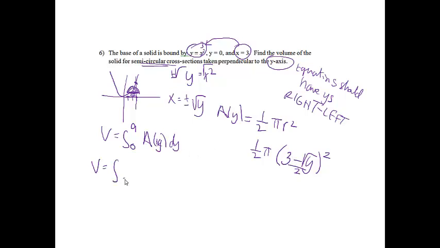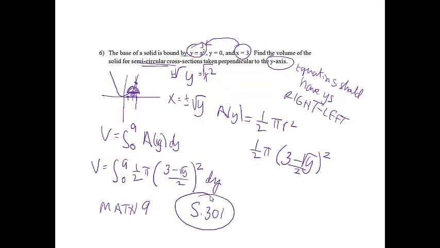Okay, so now I'm just going to plug that back into my formula. My area I found out was 1/2 pi times (3 minus square root of y, over 2) squared, dy. And then from here again, since it's on the calculator section, we'll hit Math 9 for this one, and we should get an answer of 5.301.